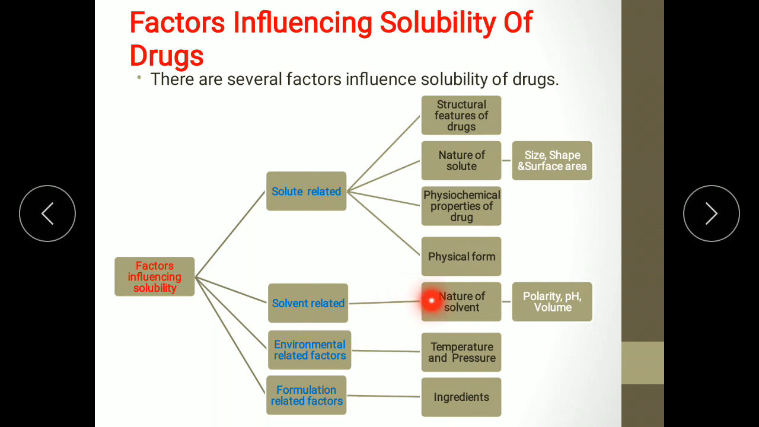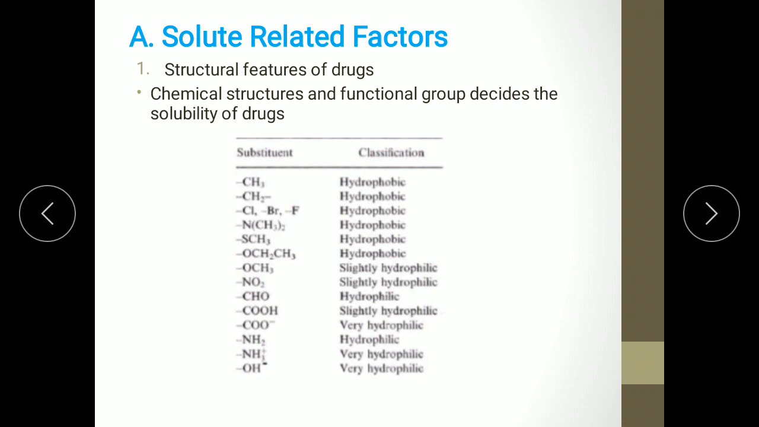In solvent related, nature of solvent. In nature of solvent, again, polarity, pH, volume of solvent, and how they influence the solubility. In environmental related factors, temperature and pressure, whereas in formulations, the last one, ingredients. Now coming to the first factor, that is solute related factor. In that, the first point is structural features of drugs.